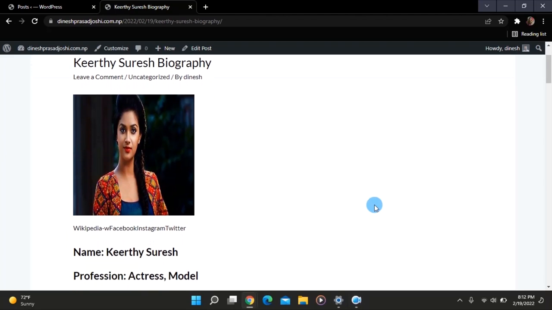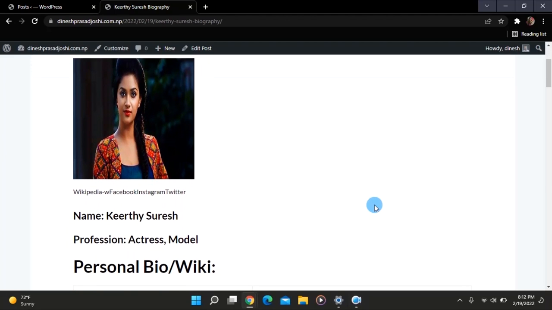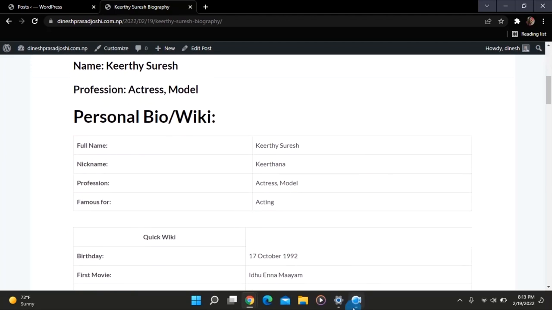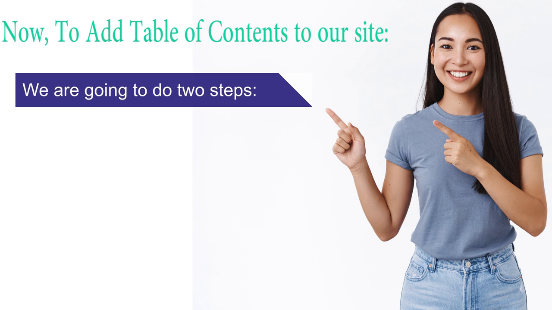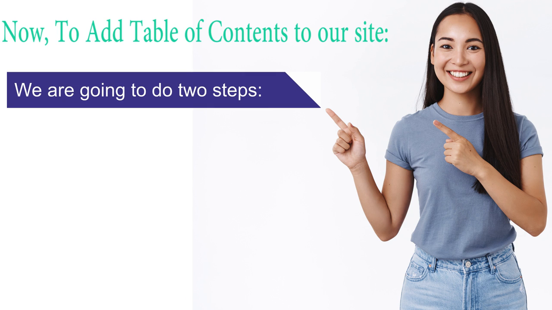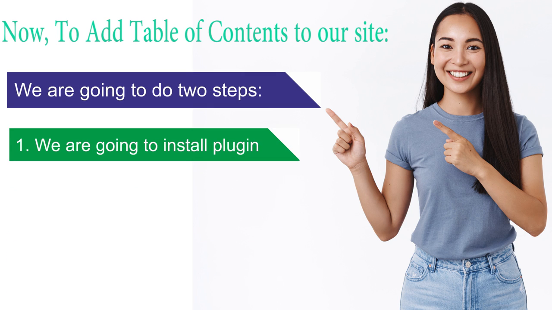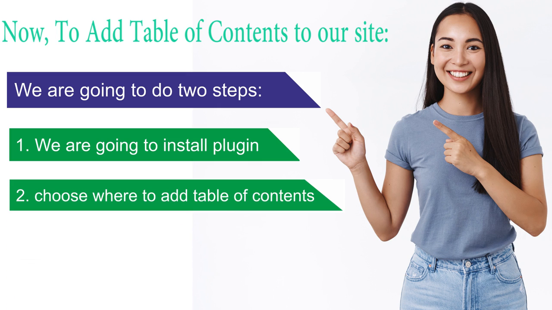So here this is the site where we are going to add table of content. Now to add table of content to our site, we are going to do two steps. In the first step, we are going to install a plugin. And in the second step, we are going to choose where to add table of content.